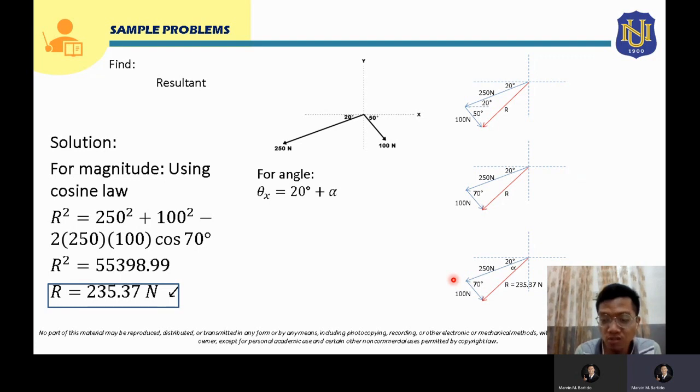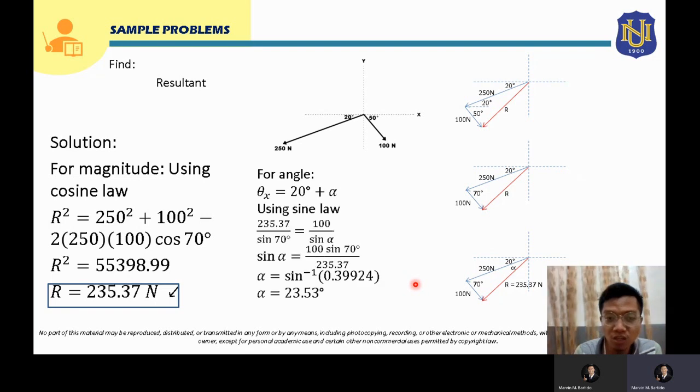So we can actually use sine law, based on these available givens. Using sine law, let's first write the given side. Let's say this side is 235.37 Newton, and the angle that is opposite to this side is 70 degrees. So that will be over sine 70 degrees, equal to, what angle do we want to solve? This angle alpha. So the side that we need here is the side that is opposite to this angle, which is 100 Newton.